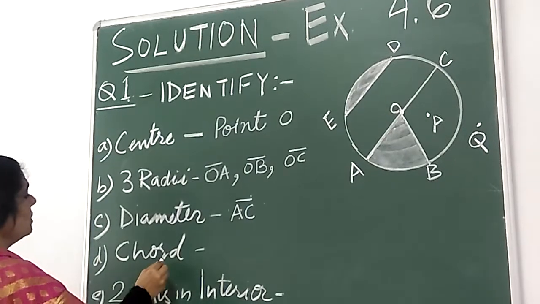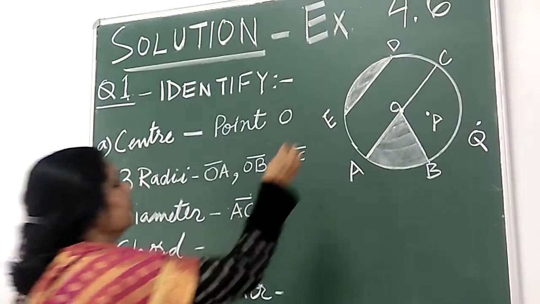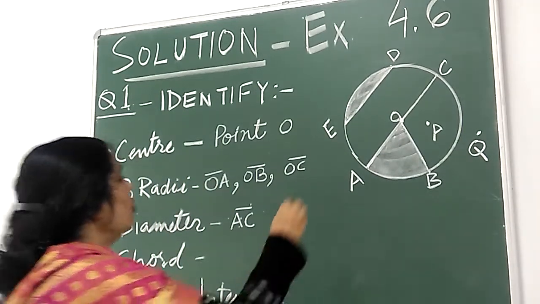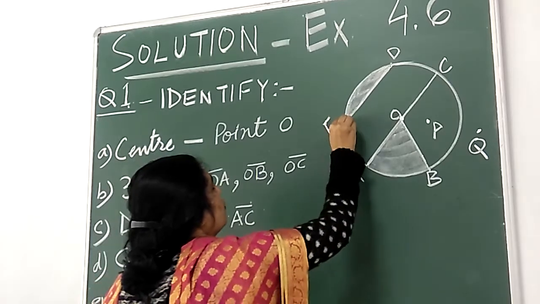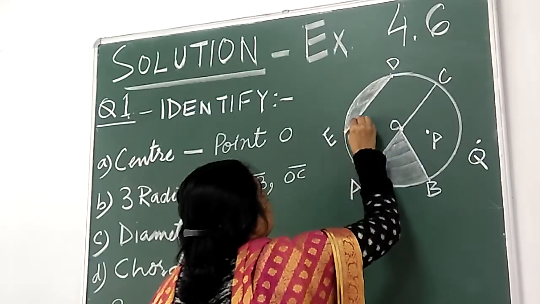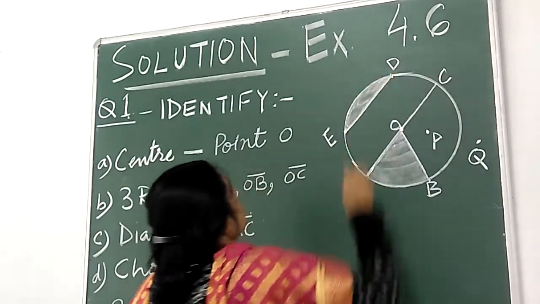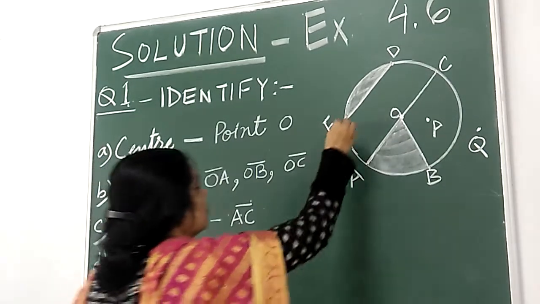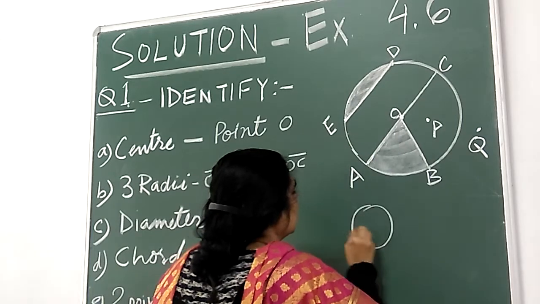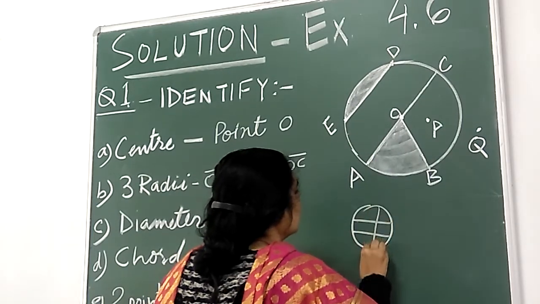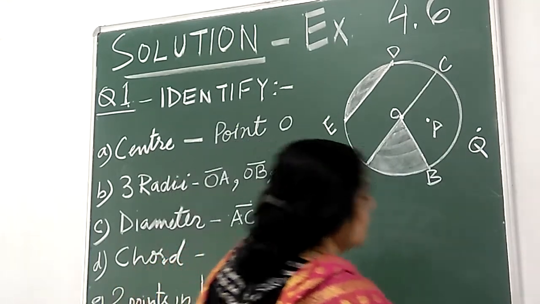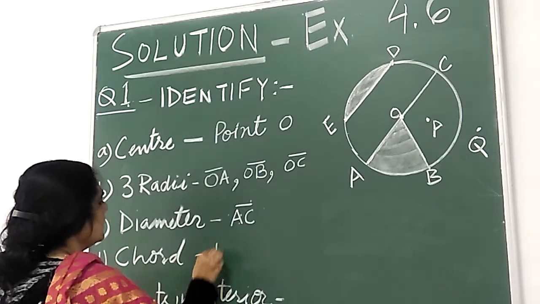Now 3rd is a chord. Chord is a line segment that is connecting 2 points on the circle. These 2 points on the circle, one point E, one point D, and this line segment, it is connecting these 2 points on the circle. So this is a chord. It can be like this. Chord is ED.